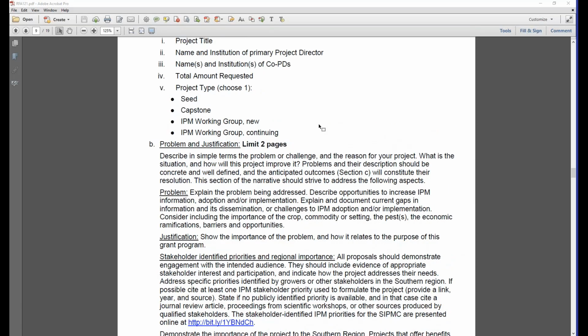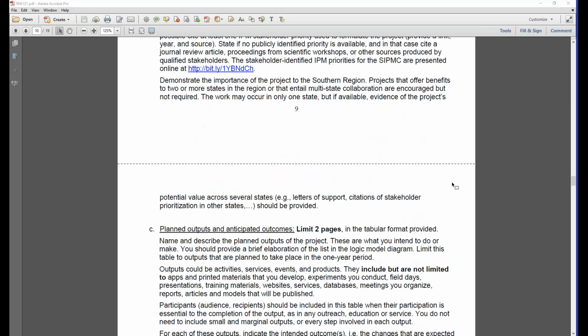Should it not be clear, like for example, I look here at problem and justification, limit 2 pages. Any question you have regarding those aspects, please do call any of us to clarify.